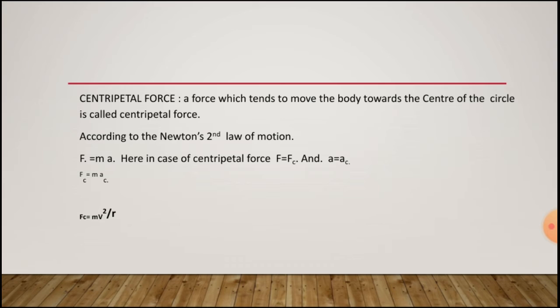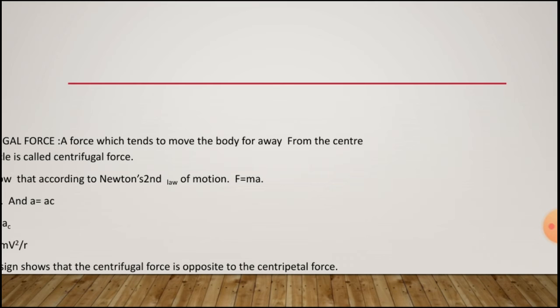According to Newton's second law of motion, F is equal to ma. Here F is equal to Fc, a is equal to AC. So Fc is equal to m AC. And we know that AC is equal to V square upon R. So Fc is equal to m V square upon R. Centripetal force is equal to m V square upon R.